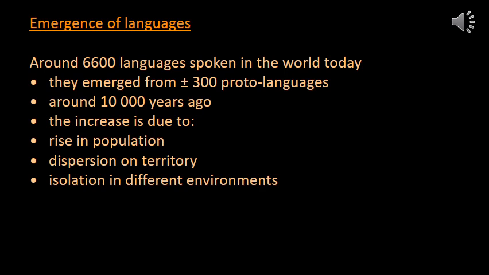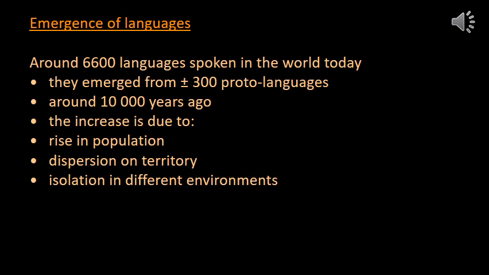As you know, languages are alive. They change. They are born, they change, and then they die. We will see in the next slides how languages emerge, what makes them change, and how they're dying right now. So let's start with the emergence of languages. Today in the world, there are around 6,600 languages spoken, and this number is rapidly decreasing.